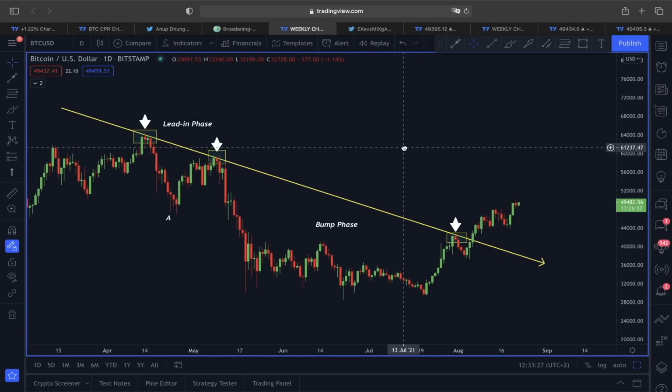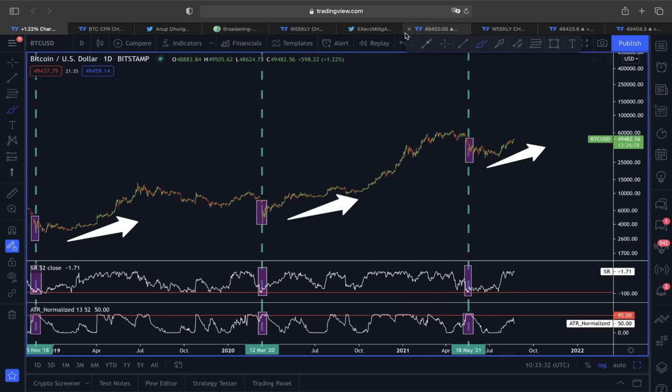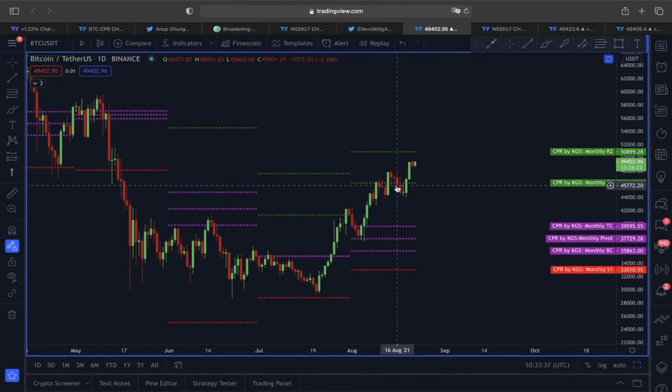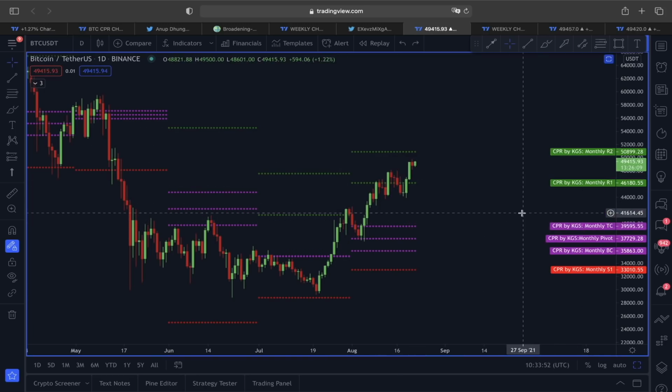And now not just only the bump and run reversal or the broadening wedge and even these indicators, but also with the help of CPI indicator, we were actually expecting this move to happen as soon as the price finds support at this monthly R1 line, which was lying around $46,180. Those individuals who have been following me, they know this CPI is one of my favorite indicators because it's a leading indicator and provides us with information beforehand.